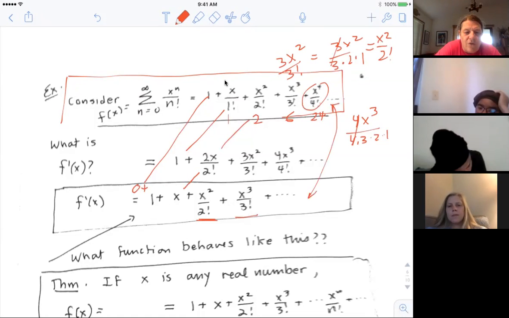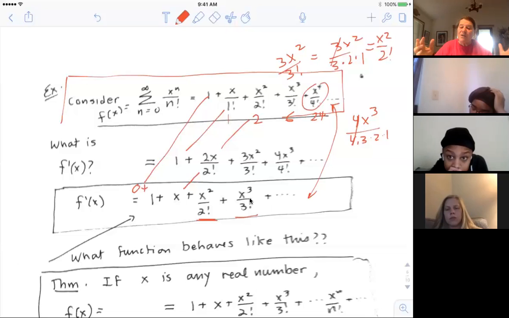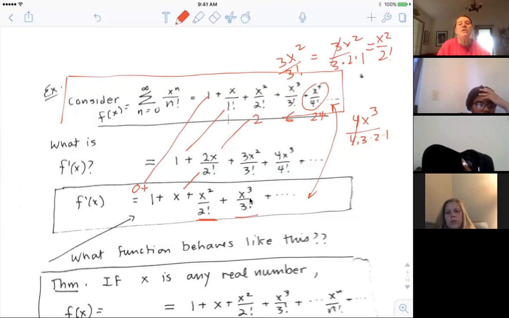Both of them have a 1. Both of them have an x. Both of them have an x squared over 2 factorial. The next one was x cubed over 3 factorial. We can show the next one's x to the 4th over 4 factorial. What do you notice about these two things? They're exactly the same. So here's my question to you. What function behaves like this? What function behaves so that it's its own derivative? E to the x.